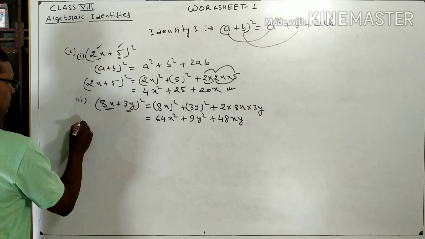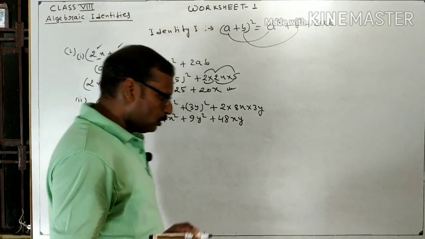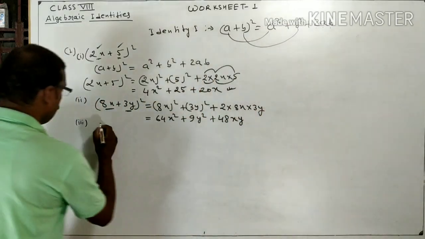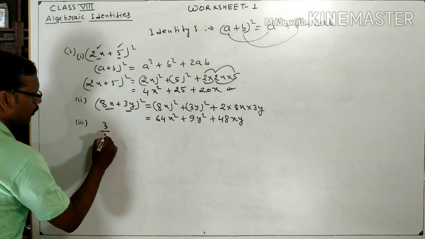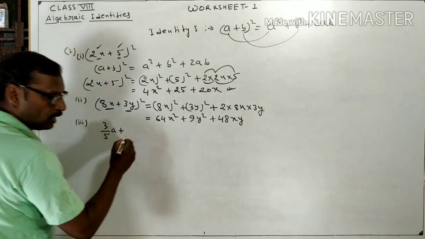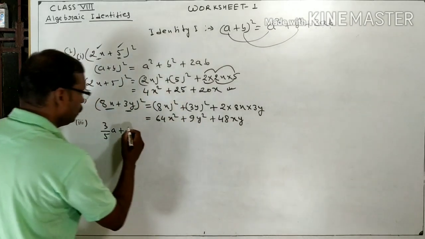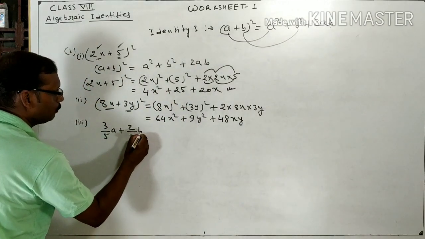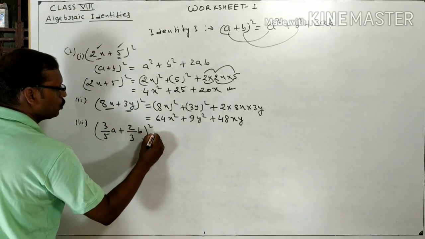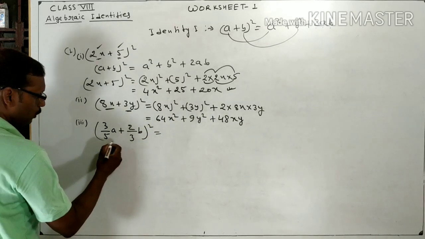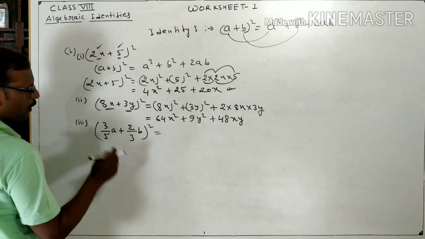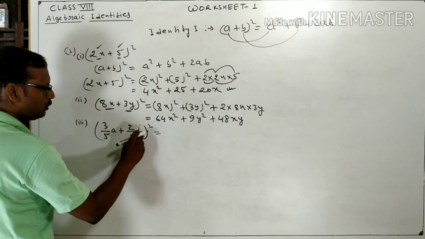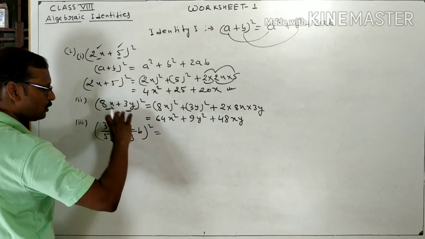Similarly, question number 3: (3/5a + 2/3b) whole square. So in place of a we have 3/5a and in place of b we have 2/3b. This is the first number and this is the second number.